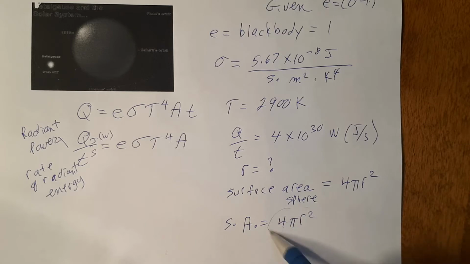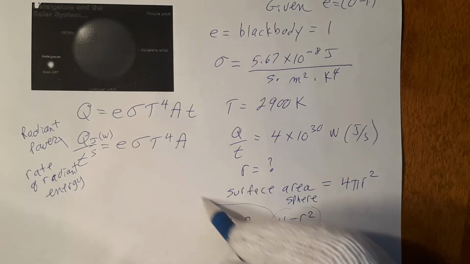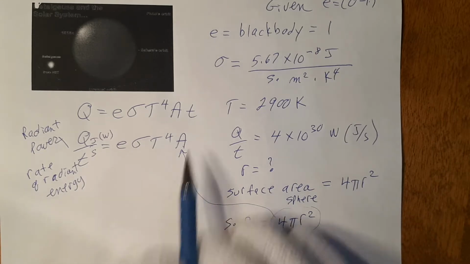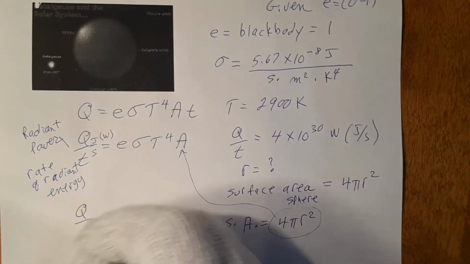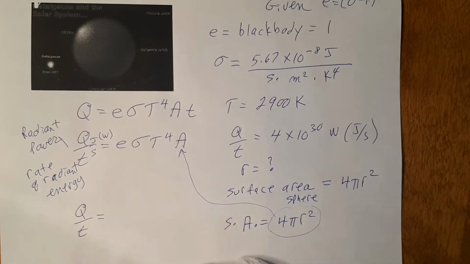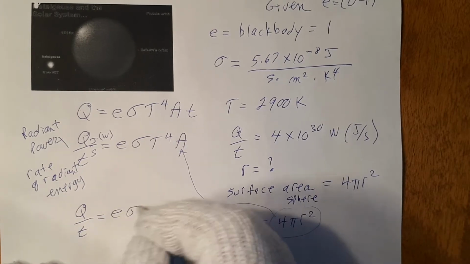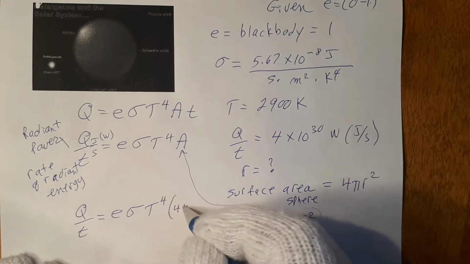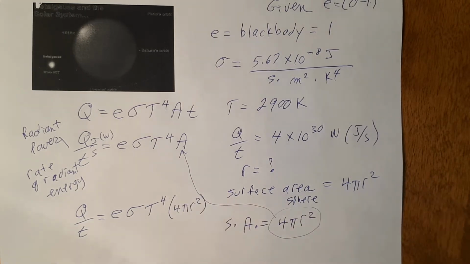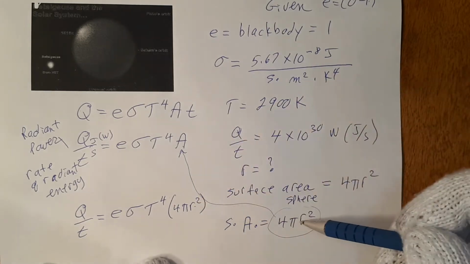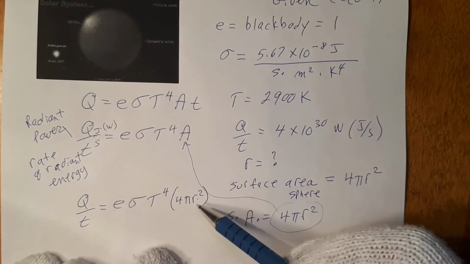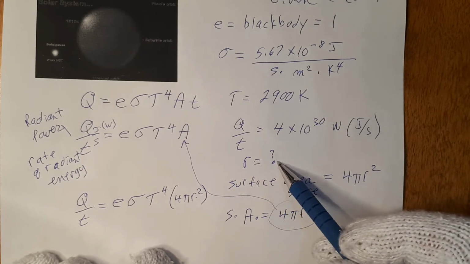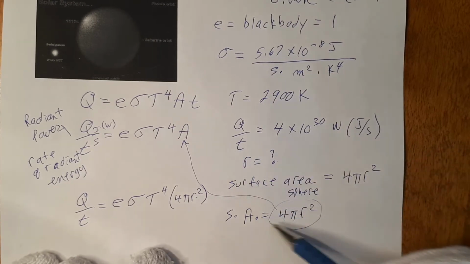I'm going to substitute the right-hand side of surface area into here. And that changes our equation. That looks like this. Radiant power is equal to E sigma temperature to the power of 4 times 4 pi r squared, replacing area with the right-hand side of surface area. And here then is the radius that we are seeking. It's hidden within area.